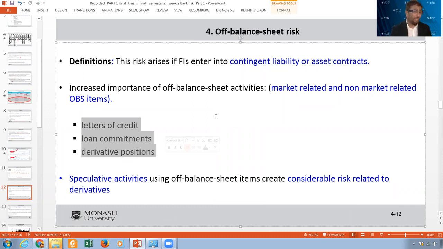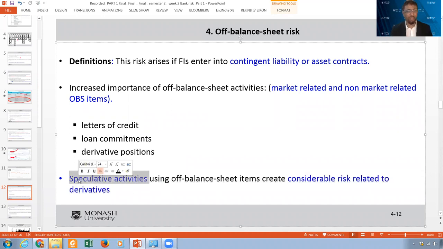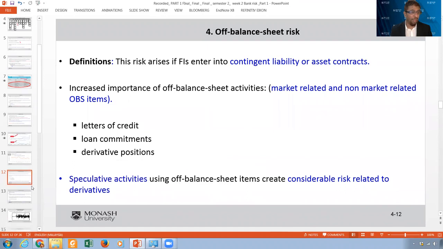Sometimes if you need to expand your understanding, please consult the book. The book will give you more information about it. Now here we talk about speculative activities using off-balance sheet, which create considerable risk. Just to make it easier for you, it is trading on derivatives and speculation. So we can speculate in derivatives, not hedging, and we will talk about this in the future.